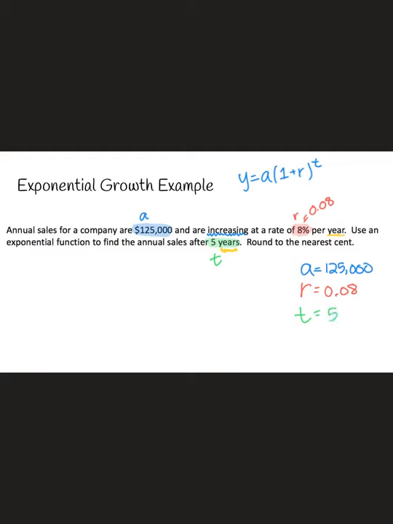All we have to do now is take and plug this all into our formula. So we have y equals A, which is 125,000, times the quantity, 1 plus 0.08 to the power of 5. We just took and plugged all of that in. Now you can put this in your calculator.